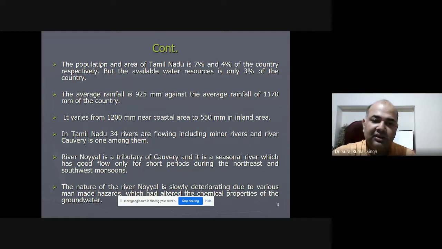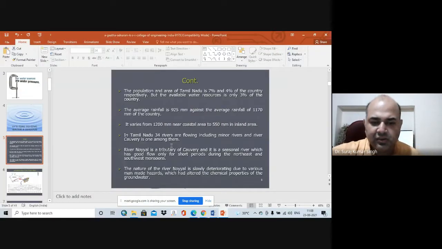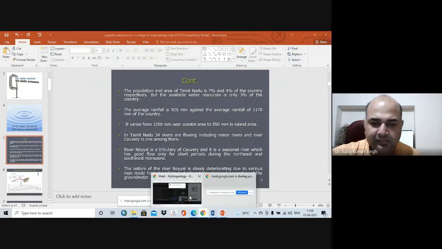So what you have to do is conserve this water and recharge your underground water, so that even if the amount of water is less, with good scientific practices in that area you can easily manage the entire resources. In Tamil Nadu there are 34 rivers flowing, including major and minor rivers. There are four rivers flowing all around.